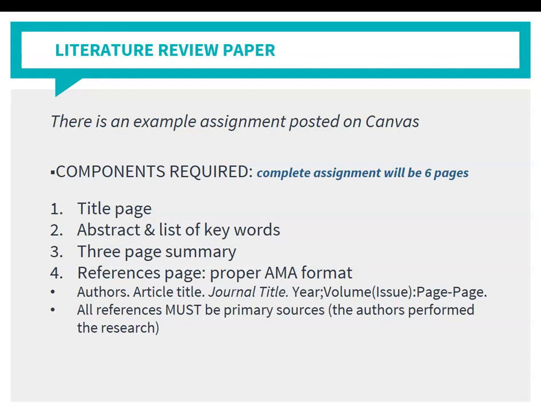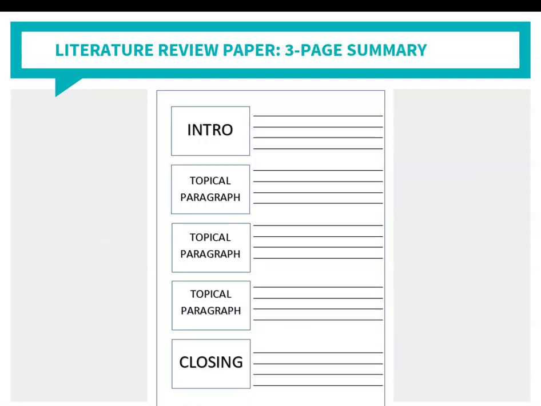Your entire document will be a 6-page document. 3 of those pages will be the summary. Your first page will be the title page. Your second page will be the abstract and a list of keywords. And then your final page will be the reference page. Remember, the reference page needs to be in proper AMA format. And there is the AMA format citation style guide that is posted on Canvas for you to review.